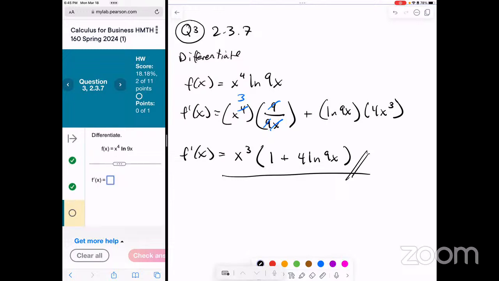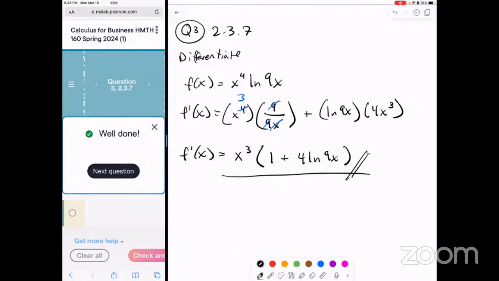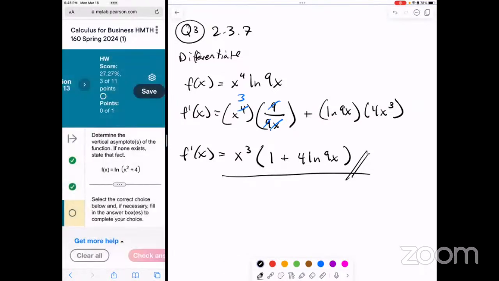So we got x to the power of 3 times 1 plus 4 times the natural log of 9x. Determine the vertical asymptotes of the function if none exists. So natural log. In general, for the log, the inside part, the x squared plus 4, has to be strictly greater than 0. So I'm just finding the domain of this guy.